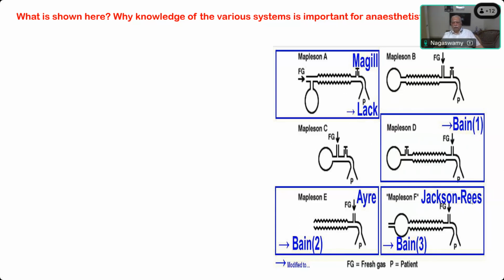And the modification done for Jackson Rees is, what do you find here? A reservoir bag is there. Any other adjective to be added to the reservoir bag?